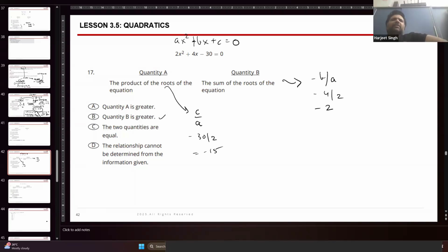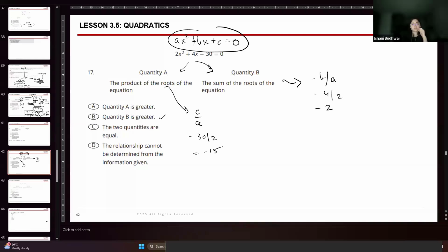So in quadratics, three things are important. One is the solution x equal to minus b plus minus root b square minus 4ac divided by 2a, the formula. Second is the factorization method. And third is knowing from this generic form what is the product and what is the sum of the roots.